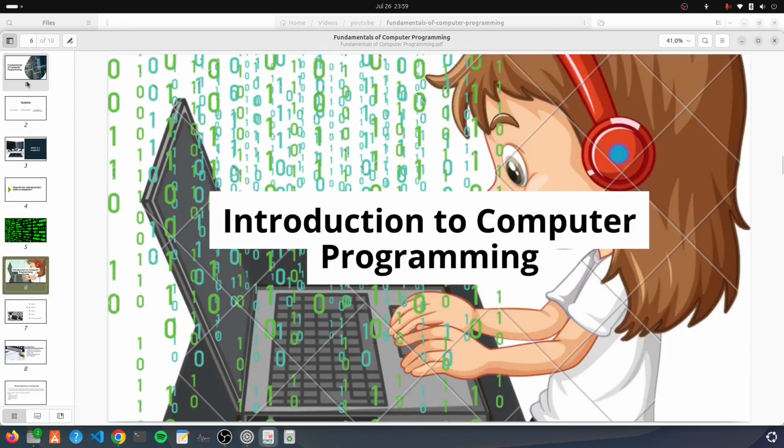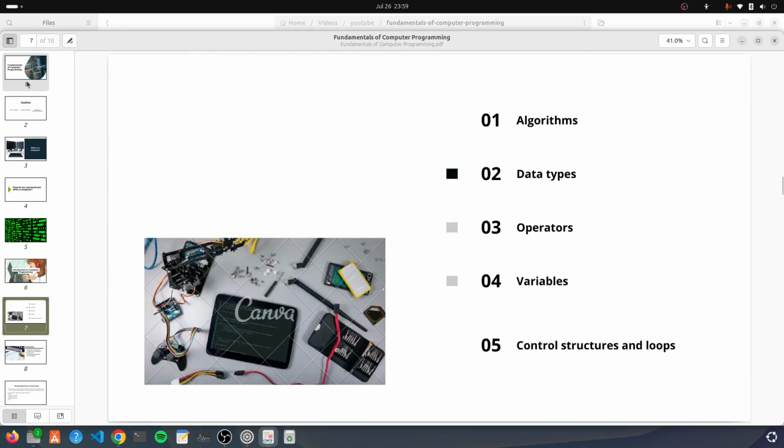Computer programming is simply learning how to give the computer an instruction. Giving the computer an instruction is what we call computer programming. To be able to give an instruction to the computer, there are a few things that you need to understand. First of them, we have to understand what an algorithm is, data types, operators, variables, control structures, and loops. I'm going to explain each of these things to you in the next slides.